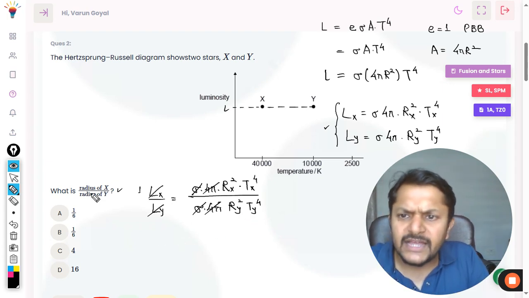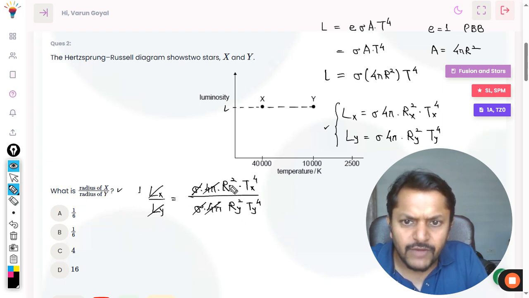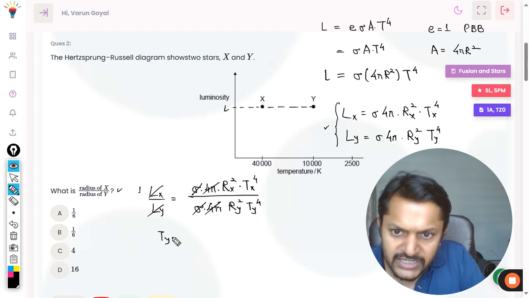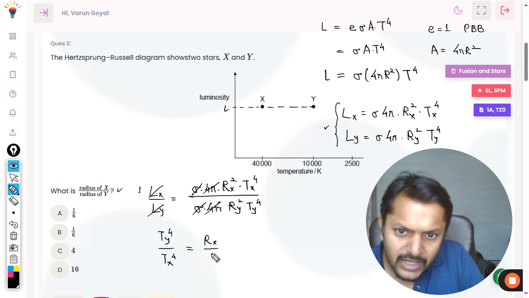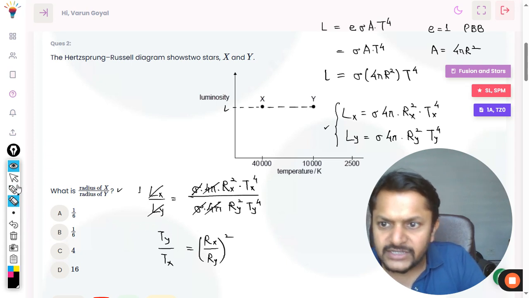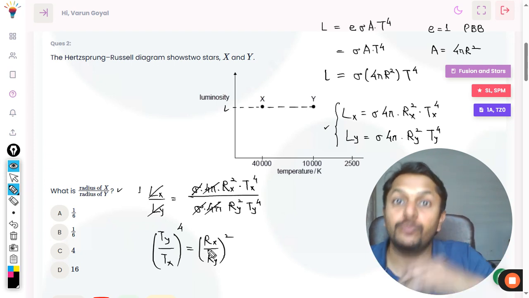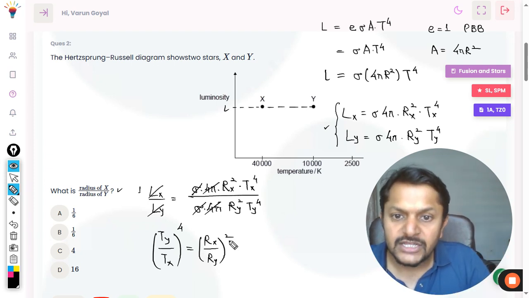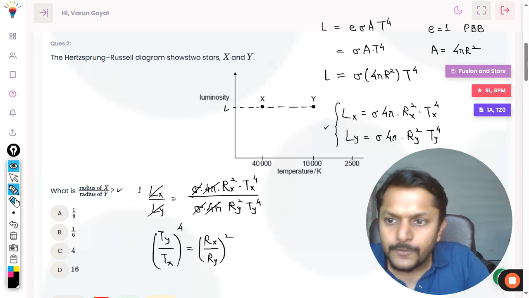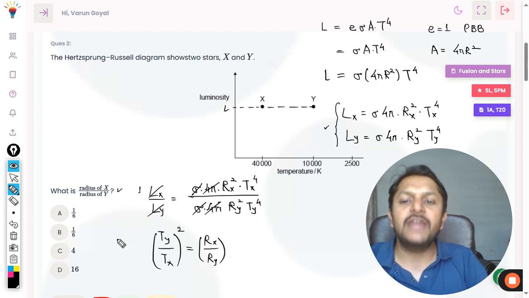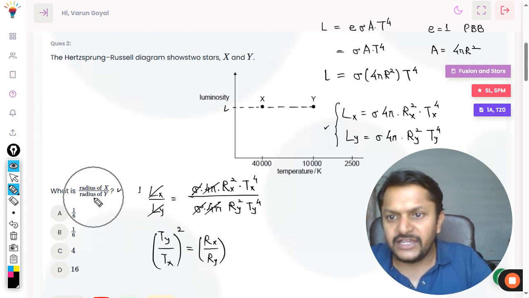The denominator can go to the other side by cross multiplication, or we can keep it like that because we need the radius of X divided by the radius of Y. Better to take the temperature on the other side. So it will become Ty raised to power 4 divided by Tx raised to power 4 equals Rx divided by Ry whole squared. After that, we can take the square root on both sides, because this is a square and this is 4. So I can get rid of this 2 and 4 here itself, and it becomes 2 here. Now, this is what they are asking in your question.